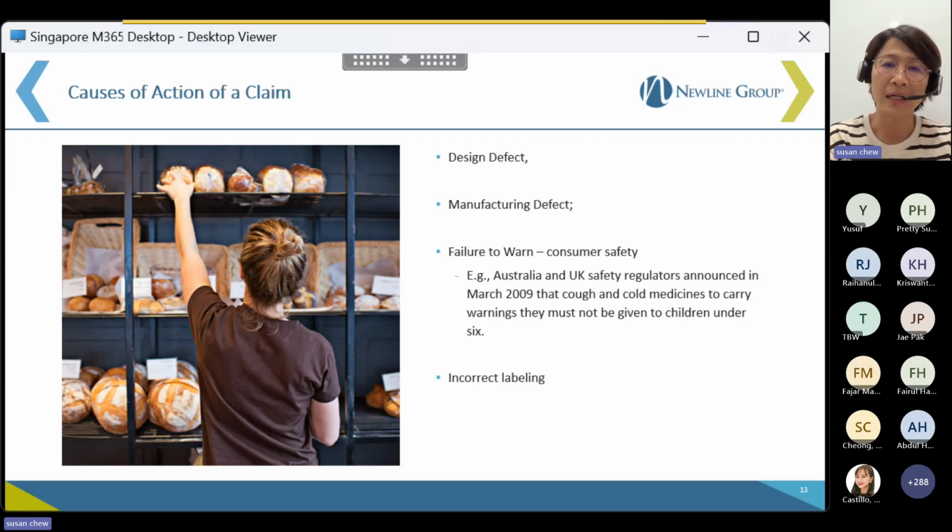with a consumer handbook as well, the user handbook teaching you how to use the product safely. So there could also be allegations in respect of the failure to warn. Maybe because your user manual or label wasn't clear in its instructions, and as a result, the user got injured. This can also be a cause of action. Or in terms of incorrect labeling, for example, in your ingredients, you have omitted to mention that the product may contain nuts, which could cause allergy. So these are possible causes of action in respect of product liability.